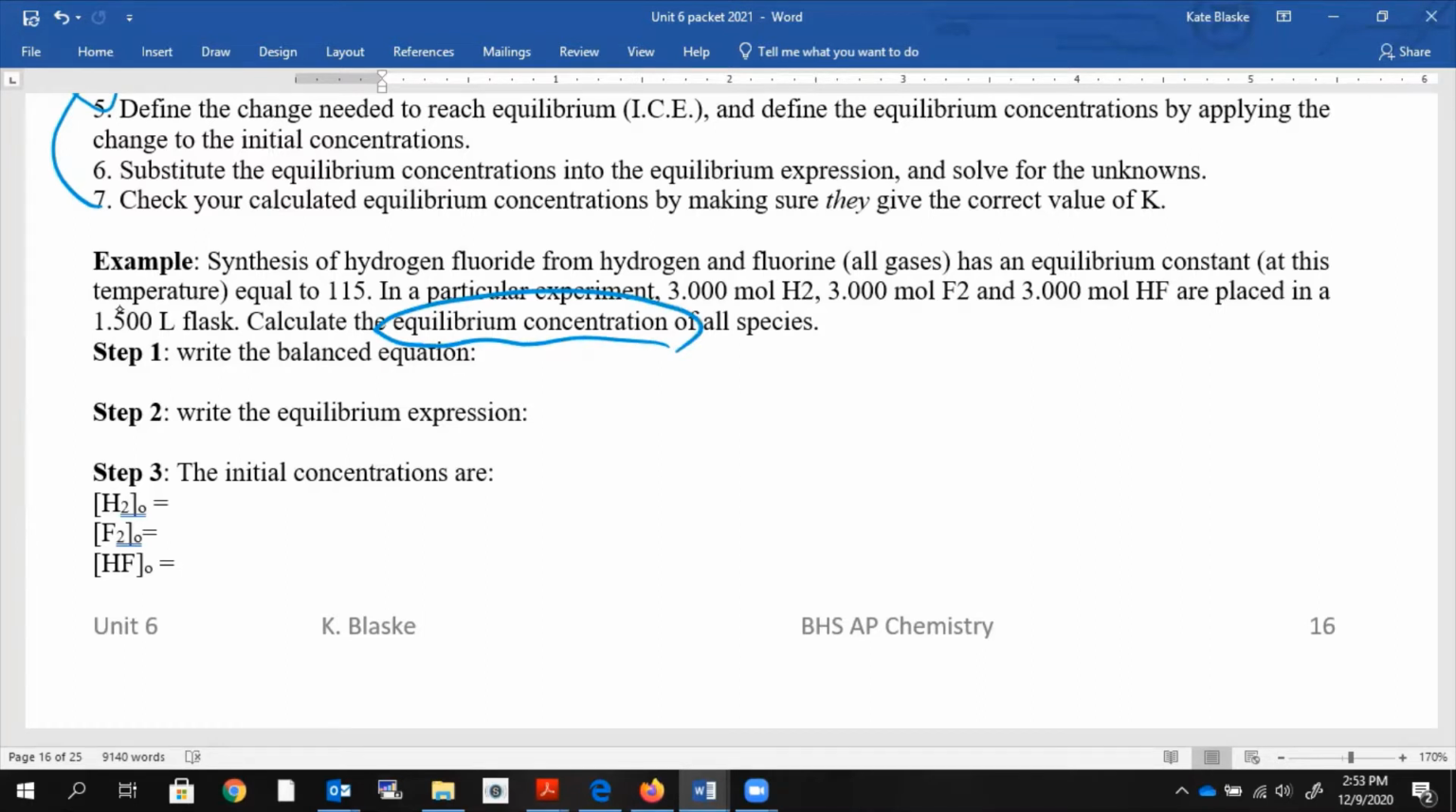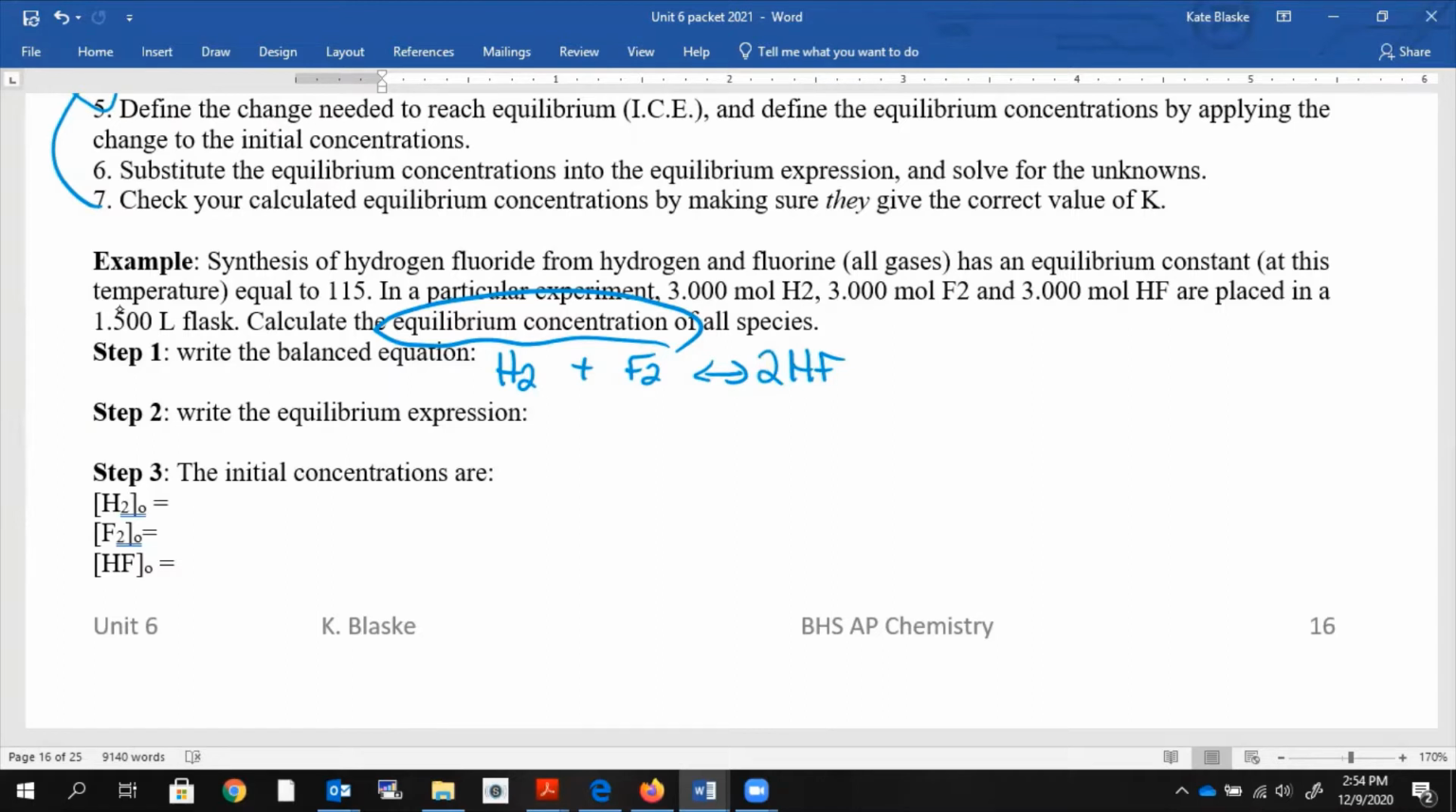So again, first thing we need a balanced equation. We are synthesizing hydrogen fluoride from hydrogen and fluorine. So from hydrogen and fluorine, we are going to make hydrogen fluoride. Now, because I know I'm talking about equilibrium, I put a double-sided arrow. In order to balance it, I needed 2 in front of that HF.